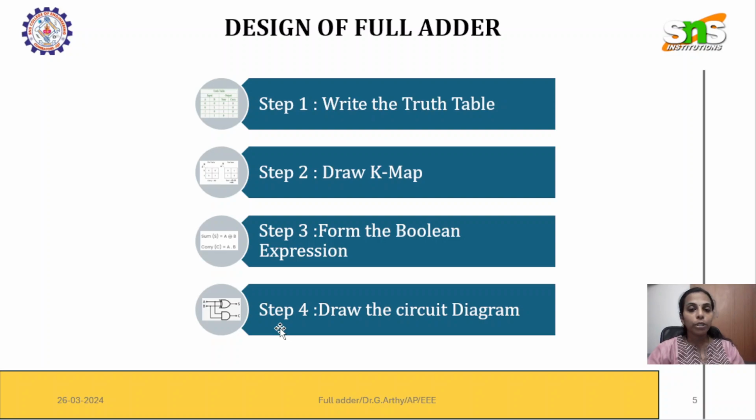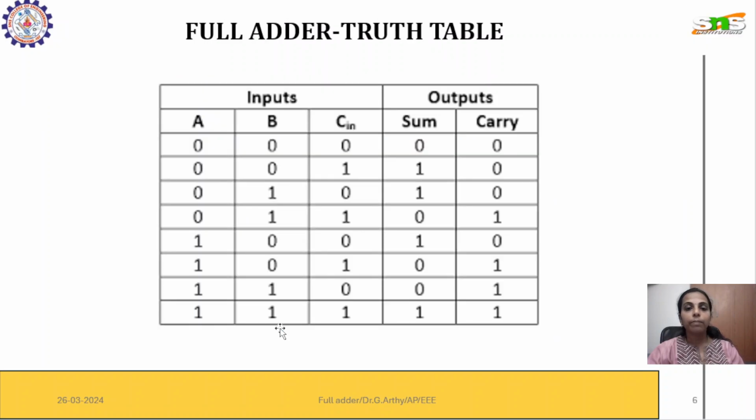This is the procedure to design a full adder. First, we'll write all the conditions as a truth table. Then we'll draw a K-map, form the Boolean expression from the K-map, and then draw the circuit diagram. This is the procedure carried out to design any digital system. So first, we have to write all the conditions, that is, a truth table.